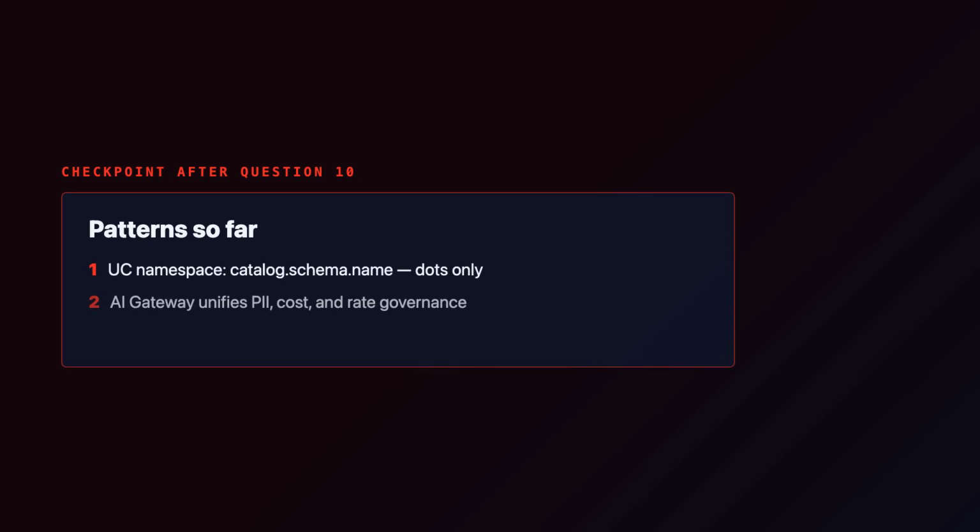Unity Catalog demands strict delimited notation. Slashes and colons both fail registration. AI Gateway is the single control plane for external models, PII, cost, and rate limits in one place. Augmentation is prompt construction, not a second vector lookup.